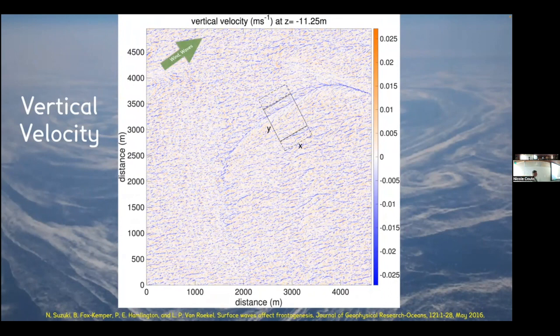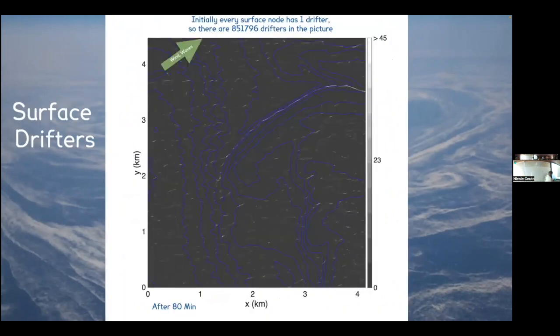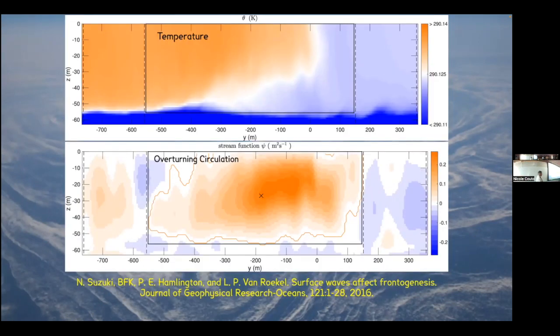If you put surface drifters into this flow, some of them go into Langmuir cells on the windrows, some of them drop into the front. And if you look from the side at that front, there is indeed a warm side of the front and a cold side of the front and an overturning circulation like this. And so here's the funny part. This is the thing that we didn't expect.